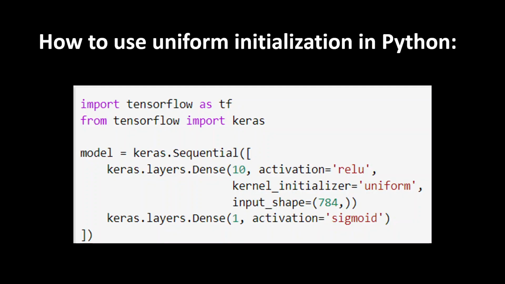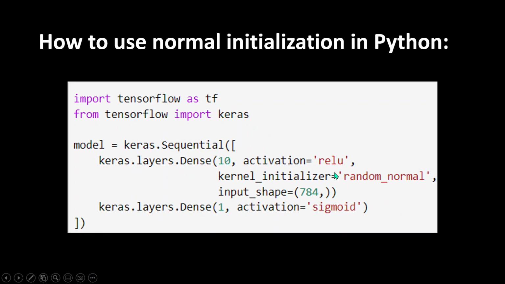Moving on to the uniform initialization, this is a representation of how we do that in Python. This is done using the TensorFlow package. Here, if you can see, the kernel initializer is taken as uniform, and the activation function is ReLU. The next example is for normal initialization. Here the weights are initialized using a normal distribution. If you can see, kernel initializer is equal to random normal.